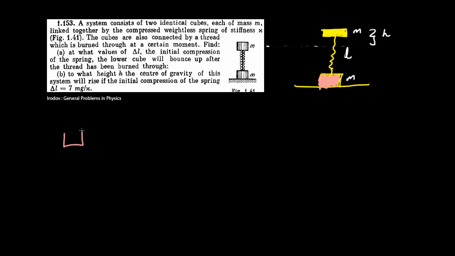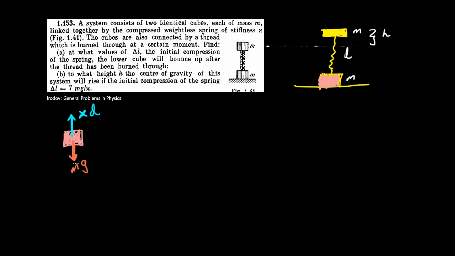So that block, at this instant, will have an upward force from the spring, which is equal to the stiffness of the spring, which is x, times the extension in the spring, which is d. So that's xd. And there's also its own weight, which always acts, and that will be equal to mg.